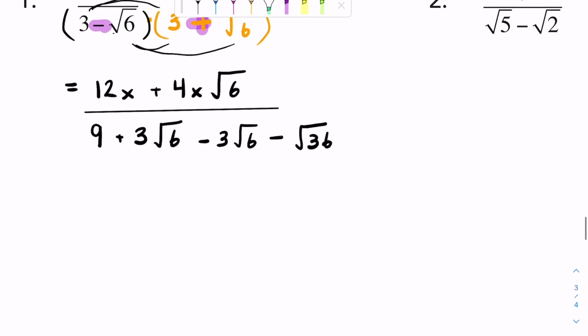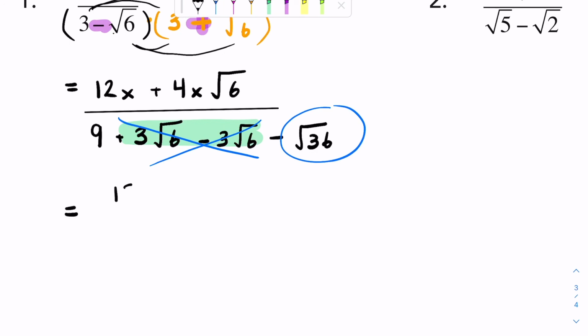What we just created is this middle term that's going to be eliminated. That's what we purposely did. That's what the conjugate does. This right here is going to be simplified. Also, we know that the square root of 36 is a perfect square. That's something else that we created.